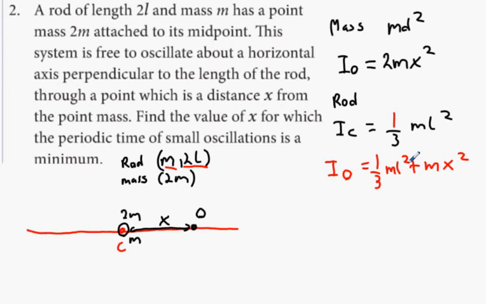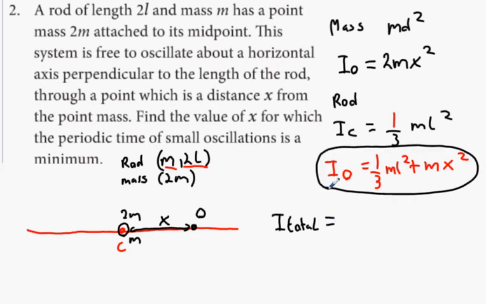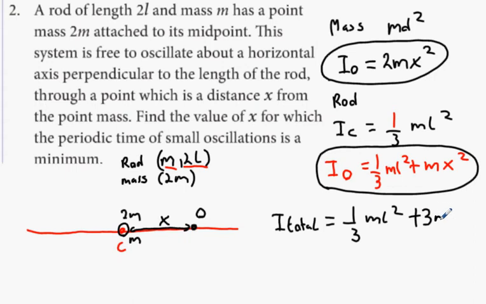Okay. Now we're going to get our I total. What's I total, guys? I total is the rod added to the point mass. And what we're going to get there? 1/3 ml squared, yeah, plus, anybody? 3mx squared. Not a fan of fractions being separated. I'm going to call that m bracket L squared plus 9x squared all over 3. Everybody happy enough with that?